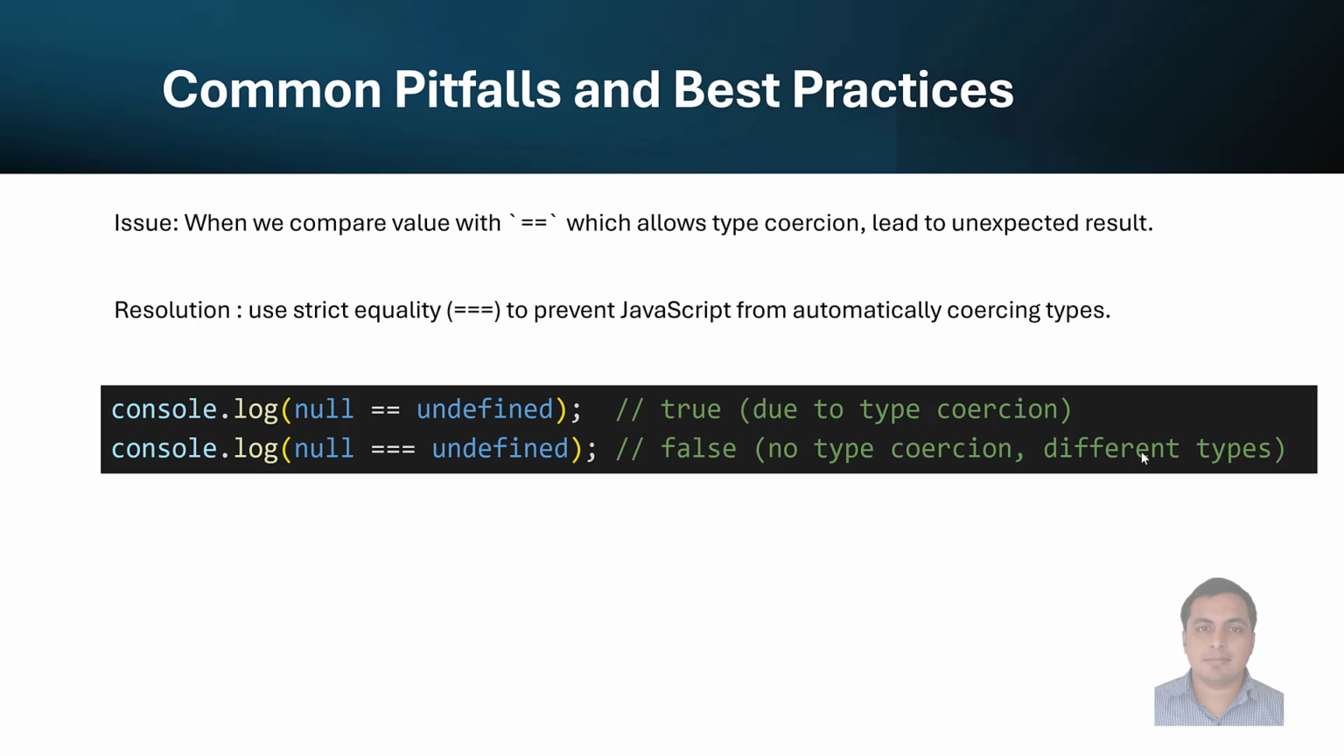So we should always be cautious about the equal to sign when comparing two values. If required, always try to use strict equality unless it is absolutely necessary to use the double equal to sign.